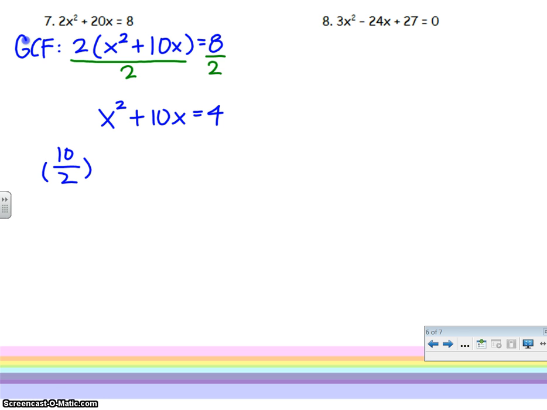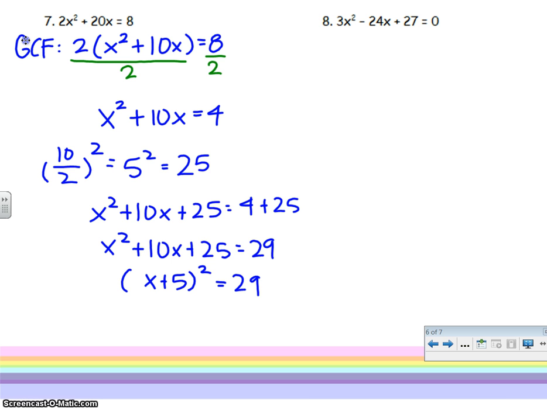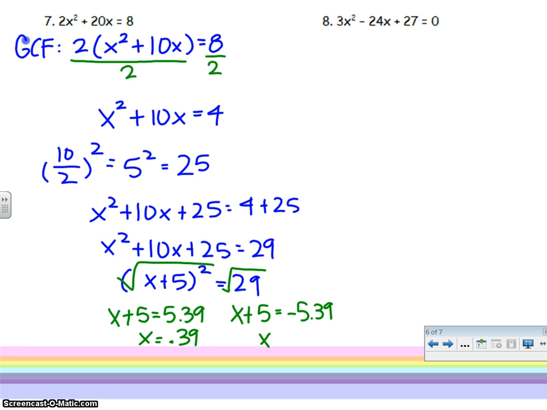We'll do 10 divided by 2 squared, which will give us 5 squared, which is 25. And then we'll go through our same process. You might start to see that some of the completing the squares are starting to look very familiar, and that's fine, but we would encourage you maybe to show out this work so when you factor, it makes it a little bit easier for you. So we complete the square, we factor it to be x plus 5 squared equals 29, and then we can take the square root of both sides, and then we'll have x plus 5 is equal to 5.39, or x plus 5 is equal to negative 5.39, giving us our two solutions of 0.39 and negative 10.39.